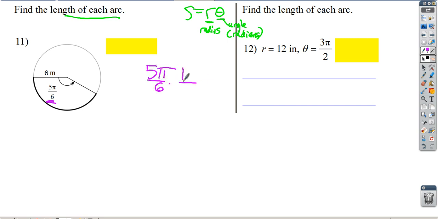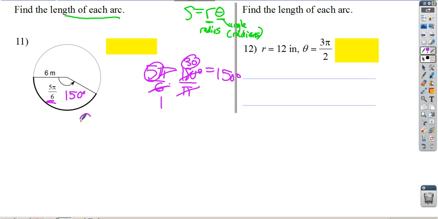So here's how you do it. We're in radians now, so we want to multiply by 180 over pi. The pi's cancel. 6 goes into that 30 times. It goes into itself once. That's where the 1 comes from. And then 5 times 30 is 150 degrees. So that means this right here is 150 degrees.